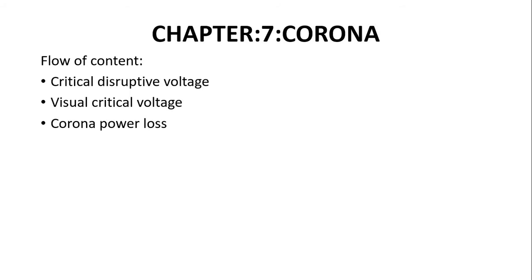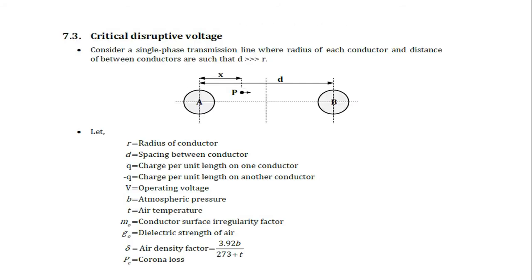In this video, we will discuss critical disruptive voltage, visual critical voltage and corona power loss from chapter number 7, Corona. Now, what is critical disruptive voltage? The minimum potential required to start ionization of air at the conductor surface is called critical disruptive voltage. It is expressed in kV, RMS or peak to the neutral.